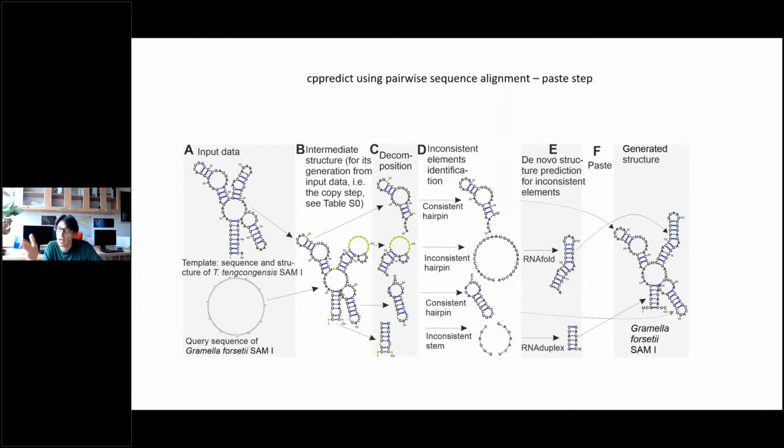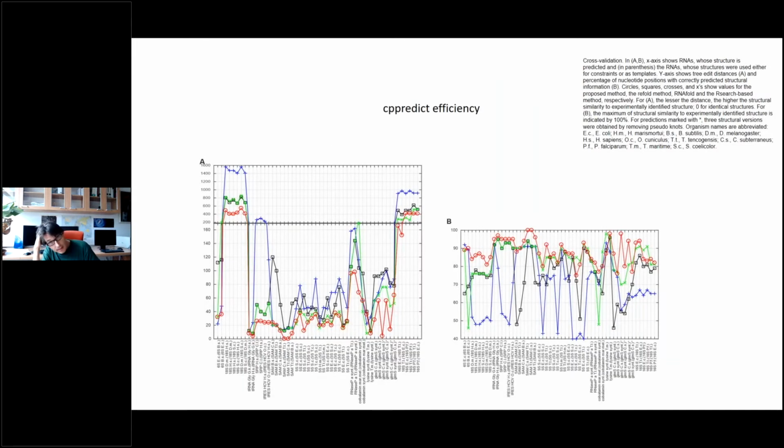So finally, for cpPredict we use pairwise sequence alignment because it doesn't have the need for identification of the boundaries between consistency and inconsistency in the aligned sequences. Yes, so we tested cpPredict efficiency by comparison to other algorithms for prediction of RNA secondary structures, which in this case were the refold method, RNAfold, and an RNA search-based method.